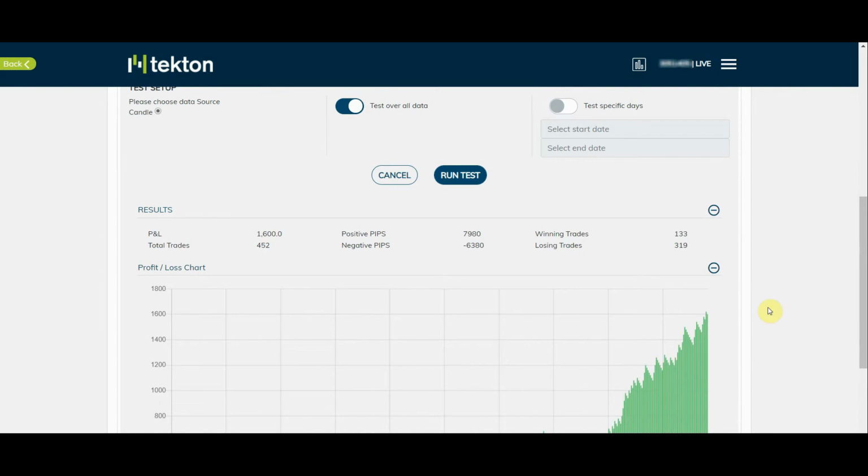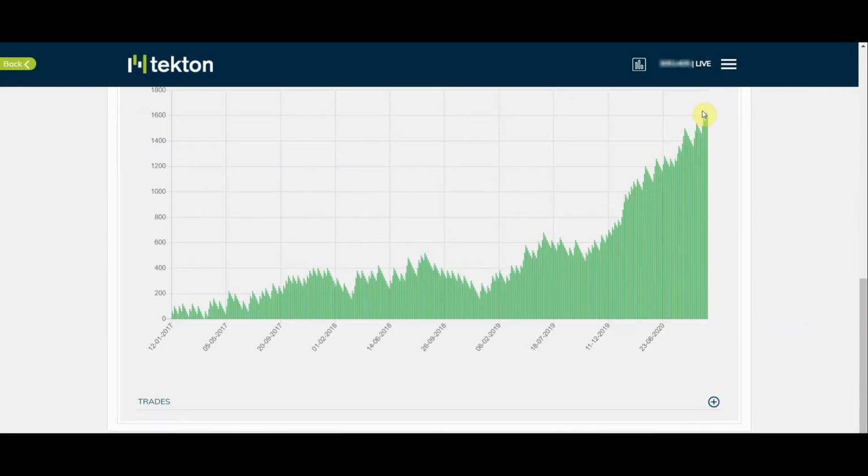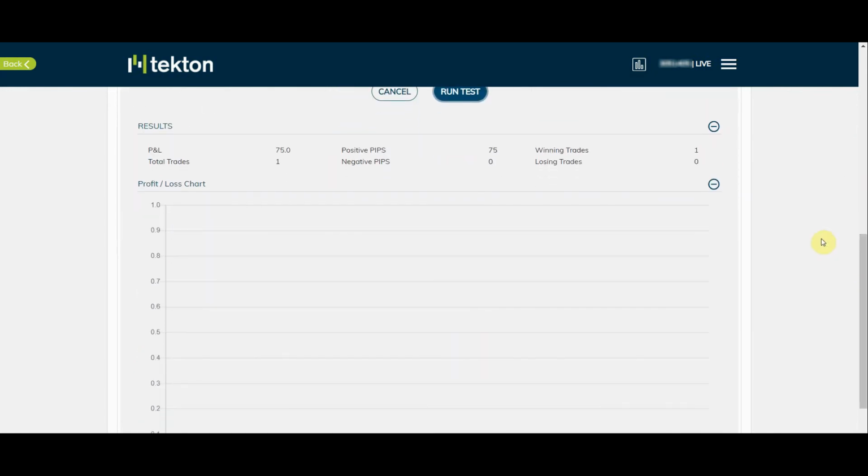1,600 pips of profit overall. Good healthy profit over the last year. So that's looking like that could be on the climb. Let's adjust this now. So let's change this to 25 and 75, and run the test again. Let's see what that brings us.